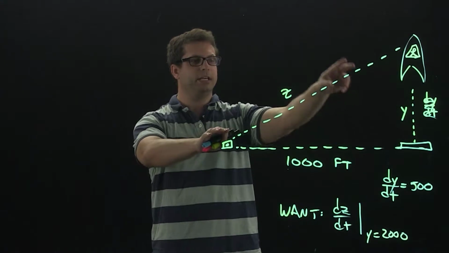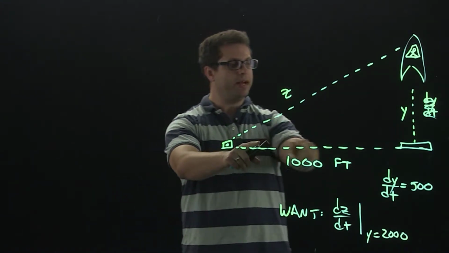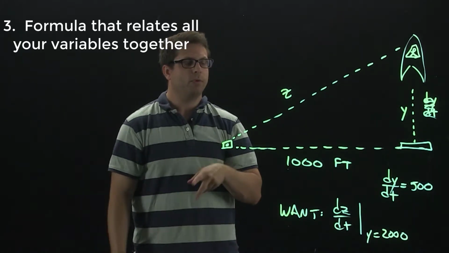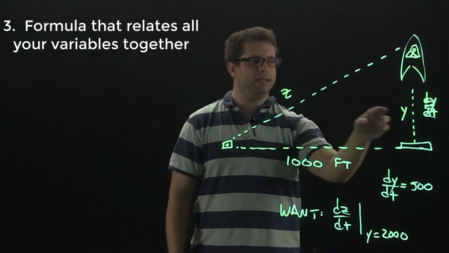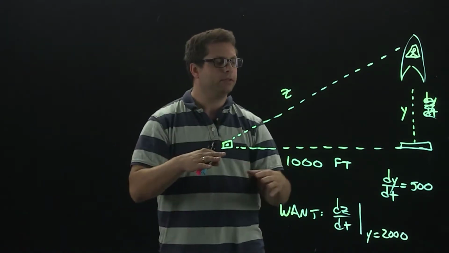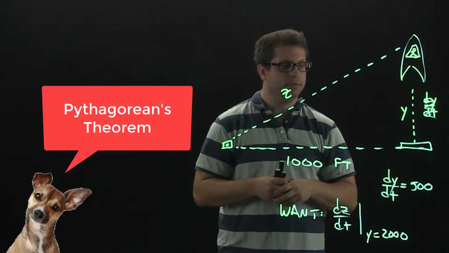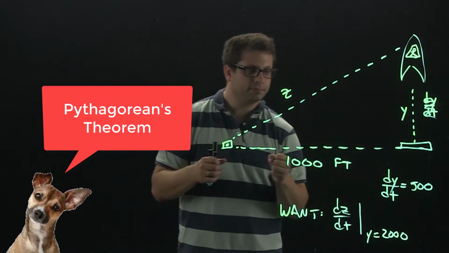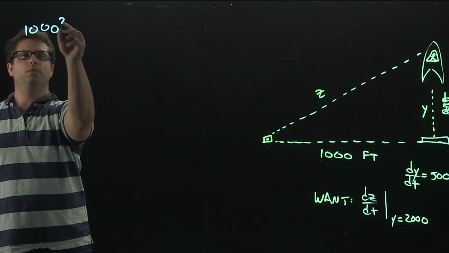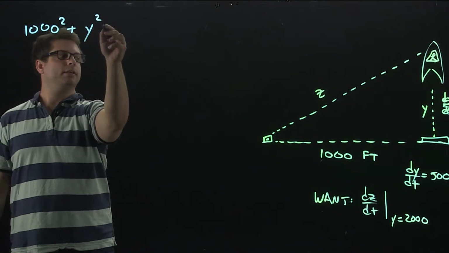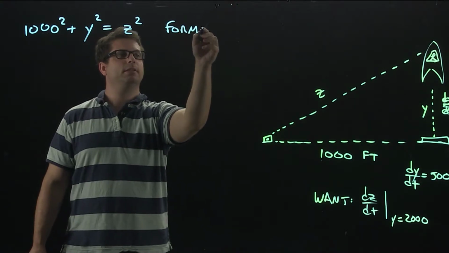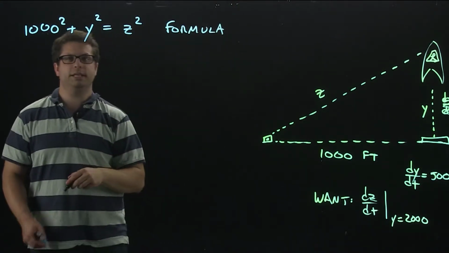Now what I have here is a right triangle, and I have my three sides. I need a formula that relates my variables z and y together. Since I just have the one triangle, I want to try the Pythagorean theorem. So we have 1,000 squared plus y squared is z squared. So here's the formula that's going to relate my variables together.